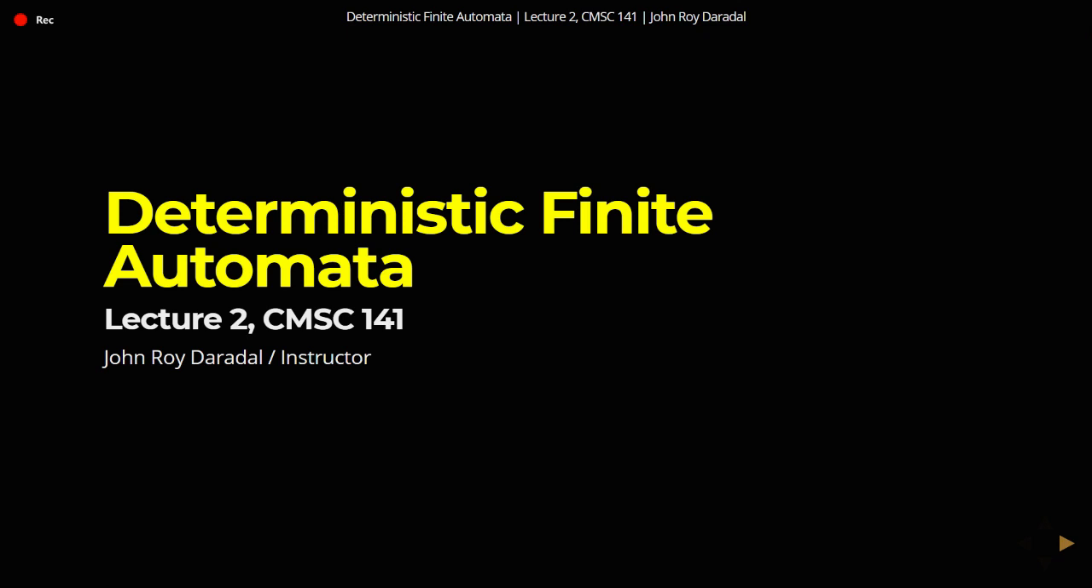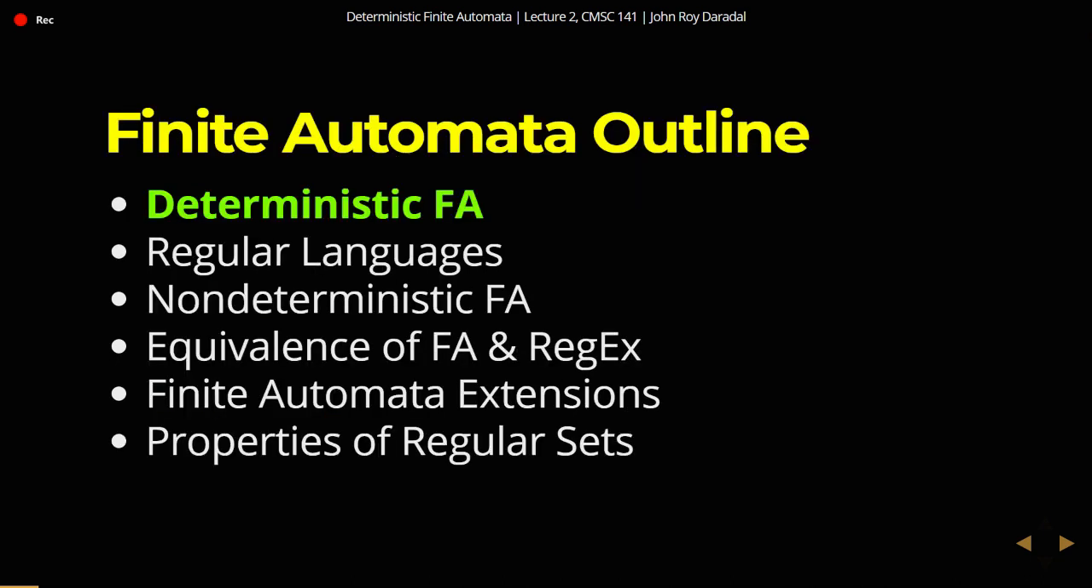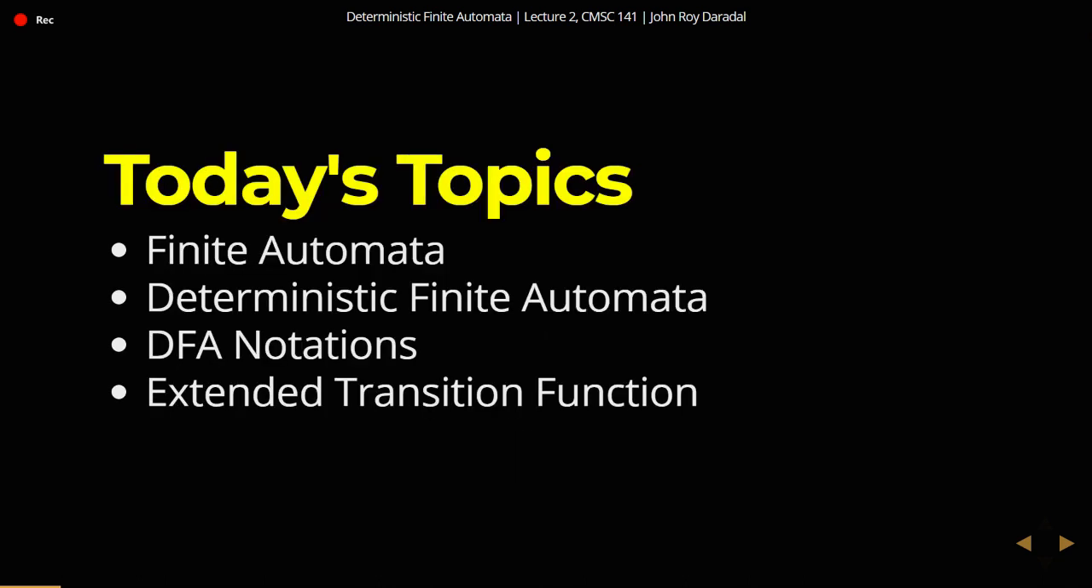Hello, this is Lecture 2 of ComSci 141, Deterministic Finite Automata. Previously, we introduced automata and discussed the central concepts, which are alphabets, strings, and languages. In the Finite Automata outline, we are currently on the first topic of Deterministic Finite Automata.